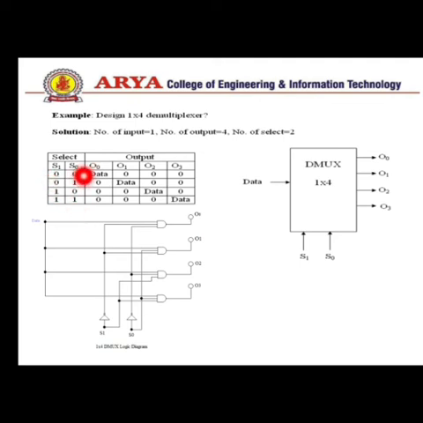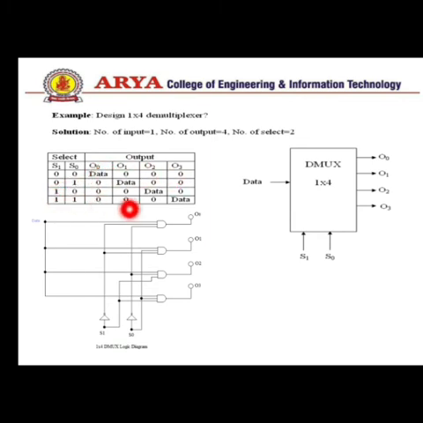For S1 and S0 equal to 0 0, output line O0 is activated and the other output lines are deactivated. It means the value of the remaining output lines is 0, and the data is on output line 0. When S1 and S0 is 0 1, output line 1 is activated, so the data is on output line 1 and the remaining outputs are 0.